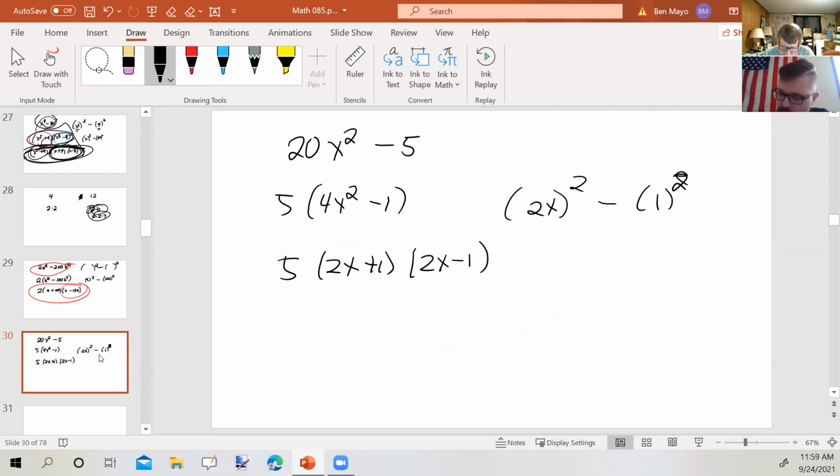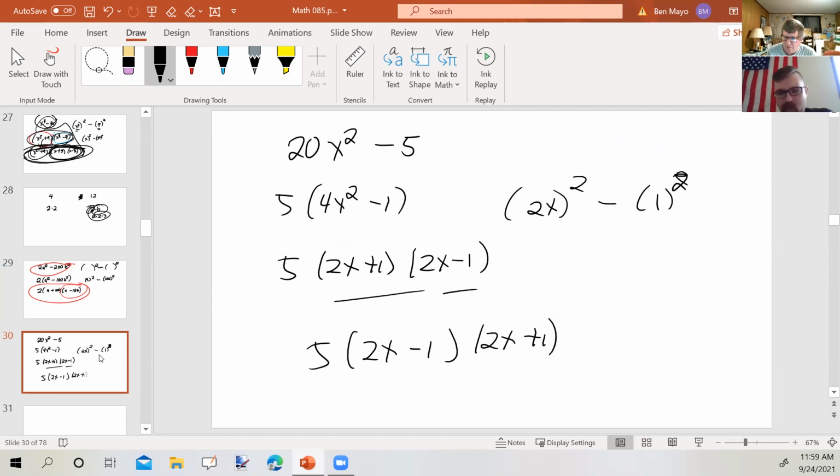Now, a couple of things I want to clarify. When I'm writing my 2 factors, I always do the plus first, but you could just as well do the minus first, because remember, multiplication is commutative. So you can do it that way if you want. It's not a big deal.